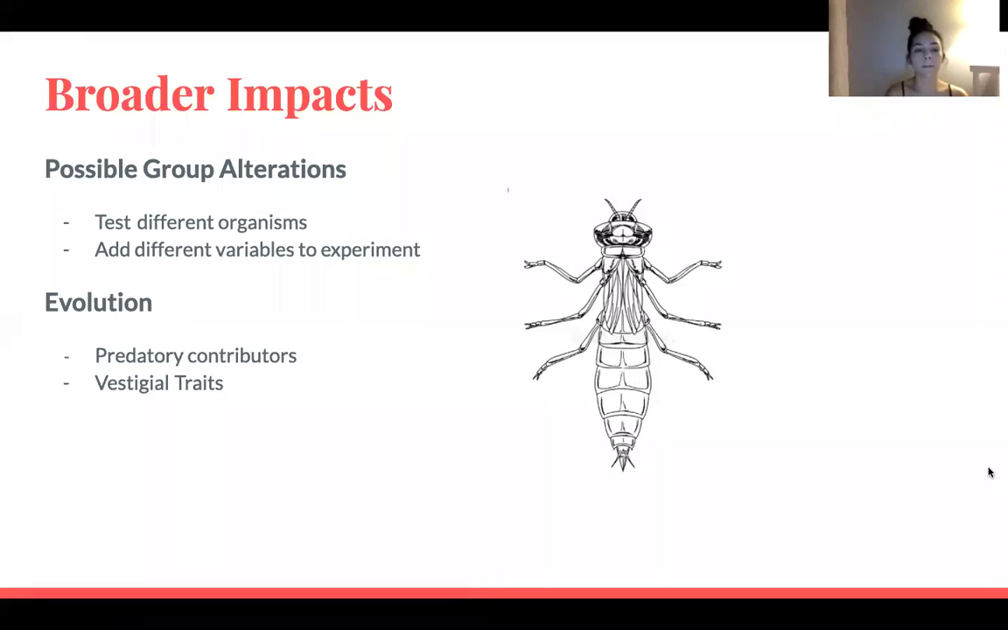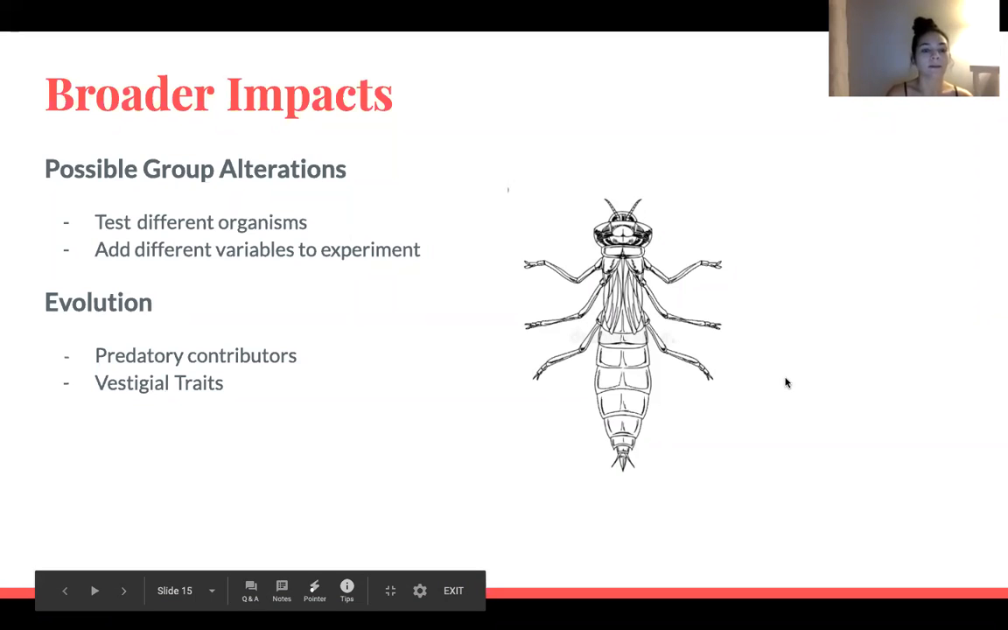So for broader impacts, we first have to discuss the possible group making in order to further this research. Something different, like some that have similar pelvic structures or even similar protective structures, to see if there are similar evolutionary changes like the stickleback population.